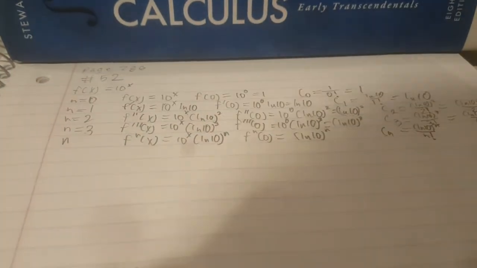Now, going through this, we can figure out what our series would be. So the series is the sum from n equals 0 to infinity of ln of 10 to the nth power over n factorial, multiplied by x to the nth power.